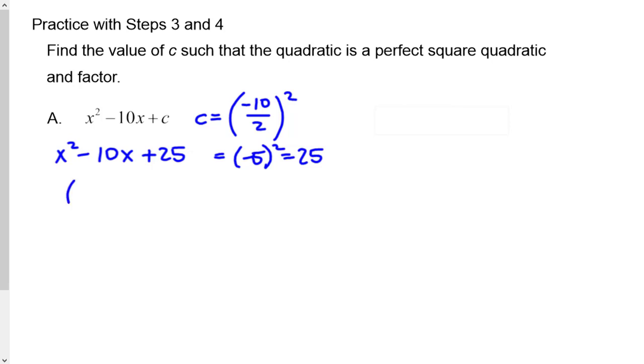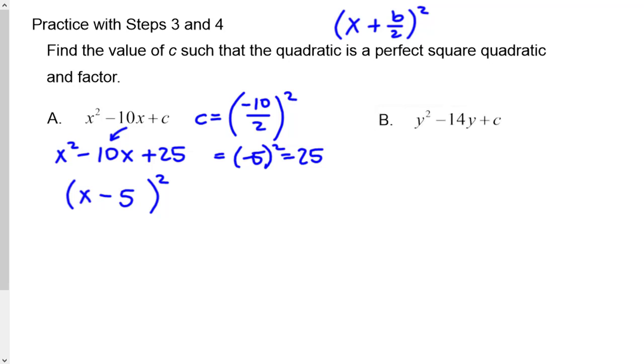That's now a perfect square trinomial. This is going to factor into x minus 5 quantity squared. So it's just half of this number. It's always factoring into x plus b over 2 quantity squared. I don't need to go through a factoring process, although I absolutely could. I'm just setting it up so that it's going to work out easily.